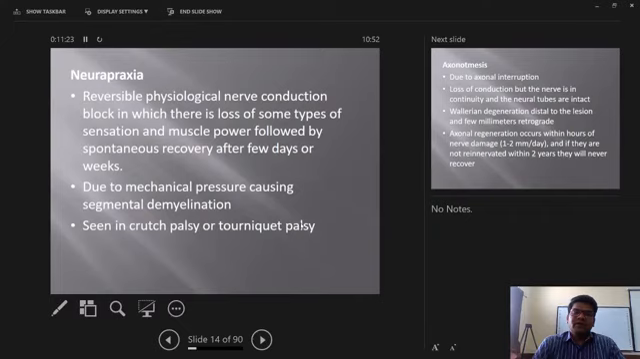Okay, so it occurs because of mechanical pressure causing segmental demyelination. So what happens is, in neuropraxia, because of traction injuries or compression of the nerve, there is segmental demyelination. So that's why there is conduction block. Okay, it can be seen in crutch palsy and tourniquet palsy.